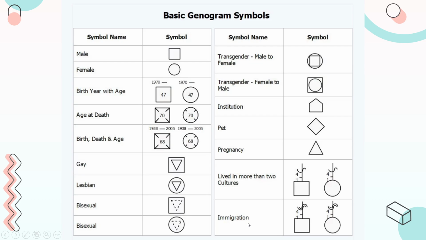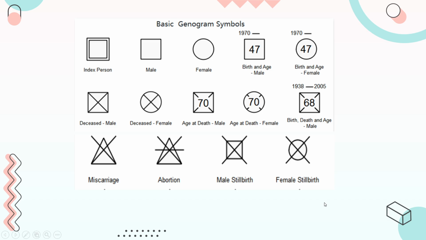Immigration is if I am moving for long-term settlement, permanently moving abroad for a job to reside there permanently. We can mention it in these shapes. This is for male and this is for female. In two cultures, there is only one curve. Here for immigration, there are two curves. So that's how you have to remember. So the basic genogram symbols I have just told you.